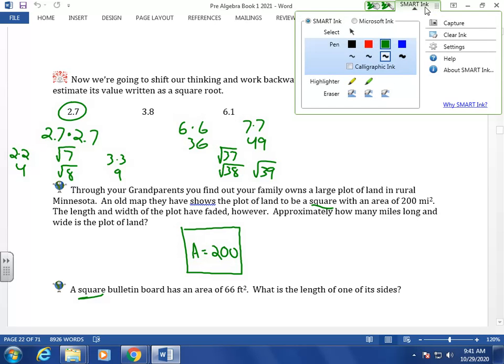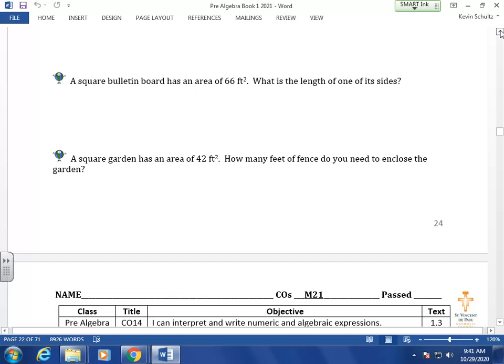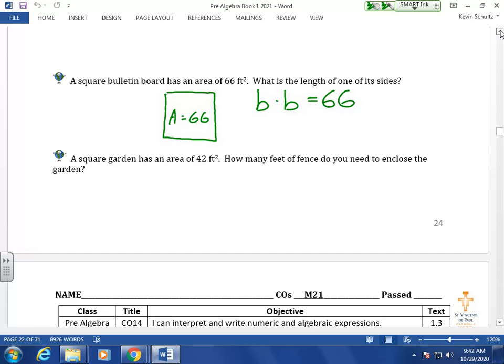So this last one here, that square bulletin board of 66. Oh, and there's one below that too. My goodness, the page is larger than I thought. Square bulletin board, an area of 66. Okay. Looking for one of its sides. Again, the fact that it's a square means, because the base is the same as the height, you're looking for just what number times itself equals 66. Another way to think about that, this is the definition of a square root, right? What times itself? So you're essentially going to be estimating the root of 66. Same thing that you did on the rest of the page.